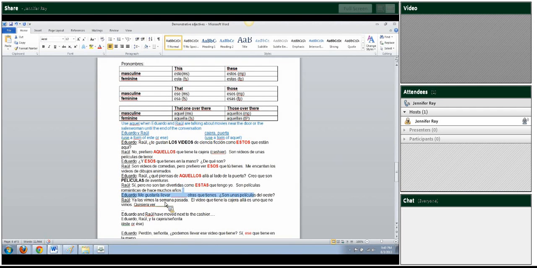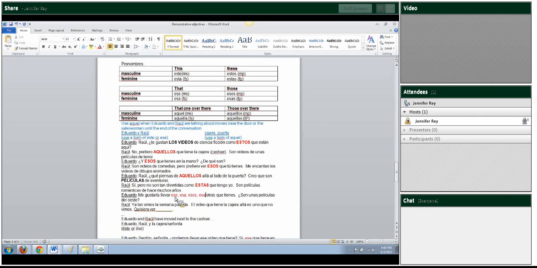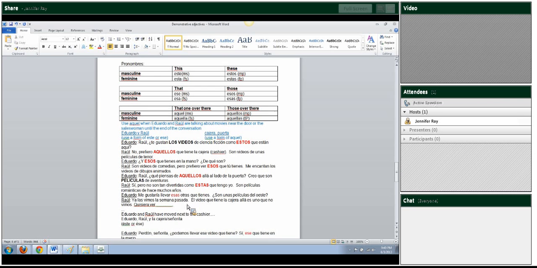Son películas románticas de hace muchos años. So they're romantic films from a long time ago. Eduardo says, me gustaría llevar blank otras que tienes. I would like to take the other ones that you have. So if Eduardo was talking about movies that Raúl has, we're back to ese, esa, esos, esas. And again, we're still talking about movies, and I know that because we're saying otras, just like we were saying divertidas. So if everything is agreeing femininely, then this word also needs to. So it's películas, and it's otras, so we know it's plural.